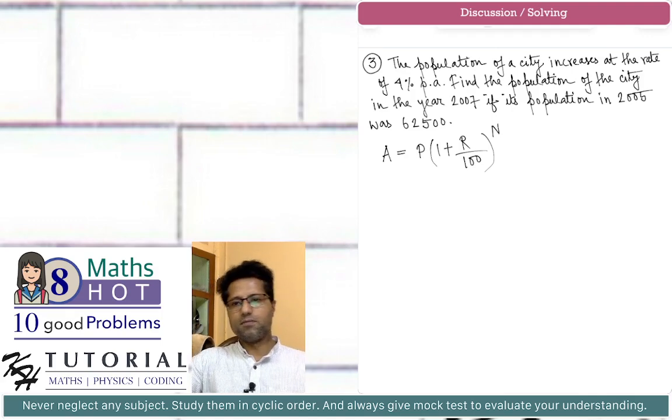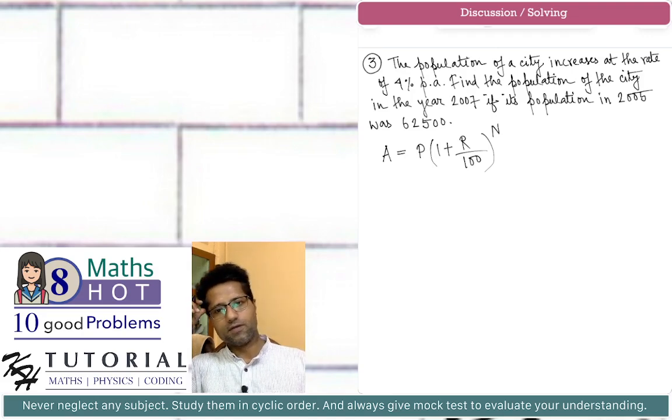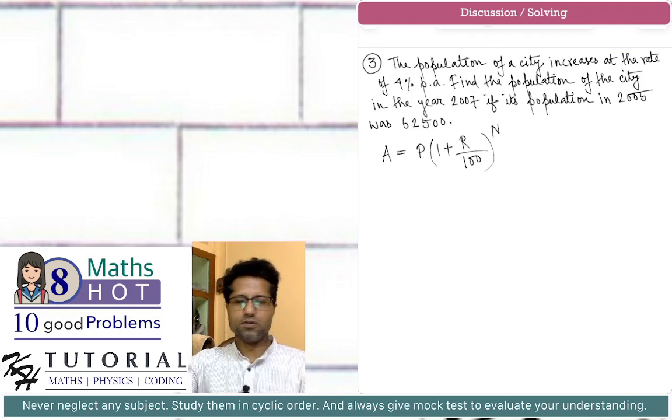So in this problem, we have to find the population of the city in the year 2007 if its population in 2005 was 62500. So that means if the current population is 62500, we have to find its population after 2 years, because 2007 is 2 years after 2005.